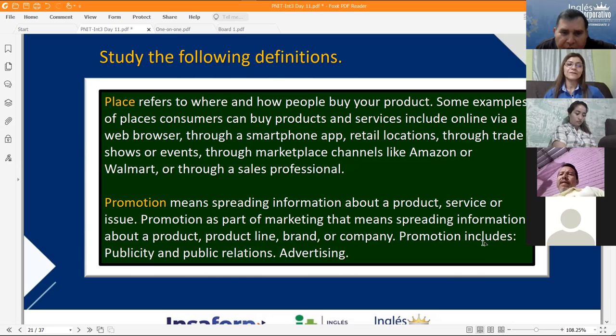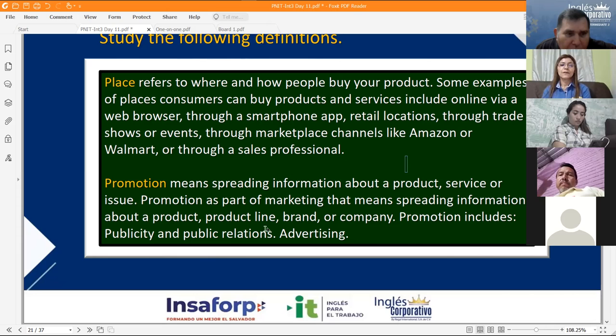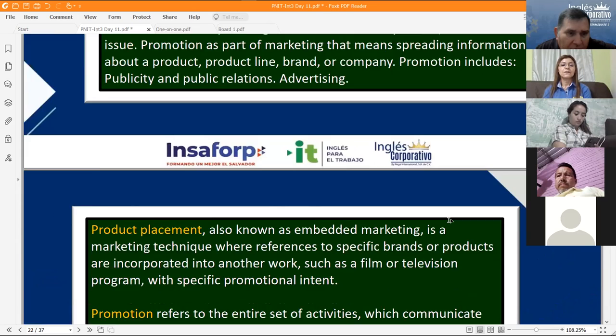Over here, when we talk about spreading information, it is distributing information wherever is possible, because the purpose is to get people aware, people be conscious of the products. So this would be the idea. Promotion is part of publicity, public relations, and advertising. Okay.